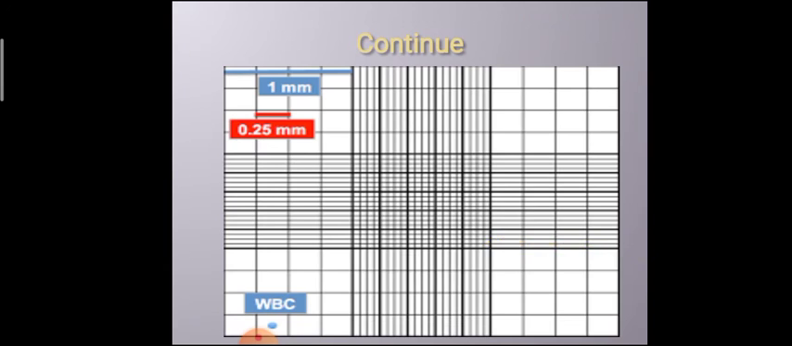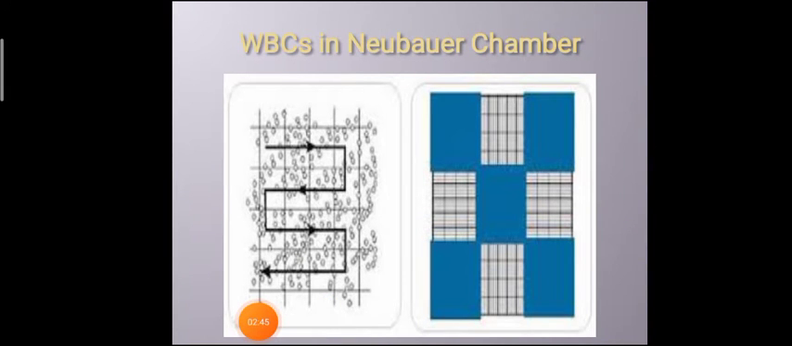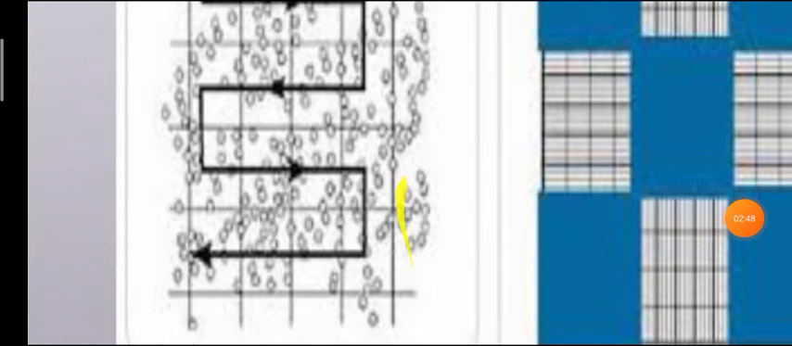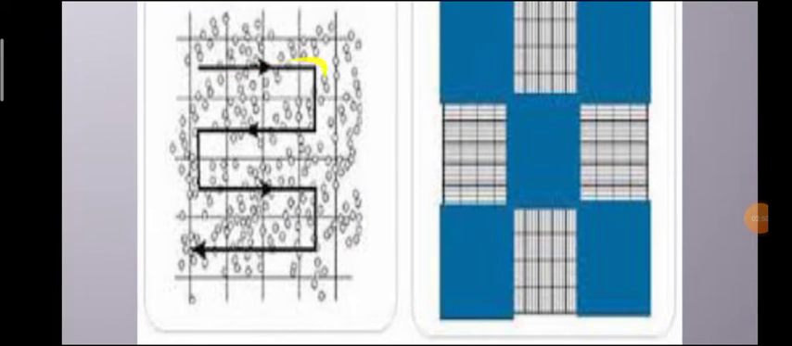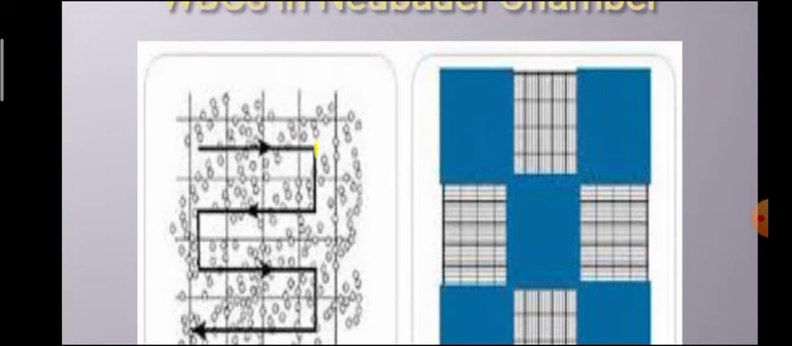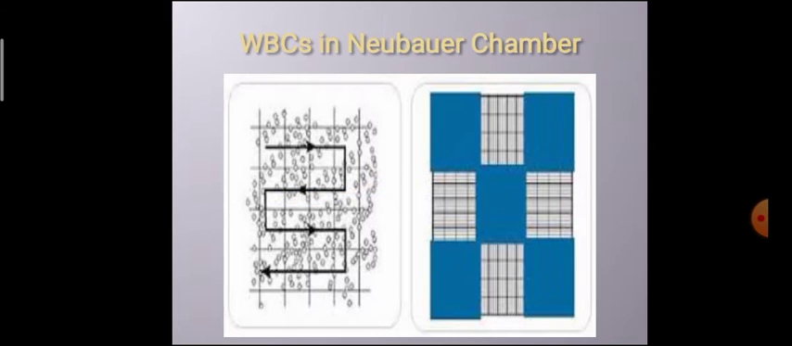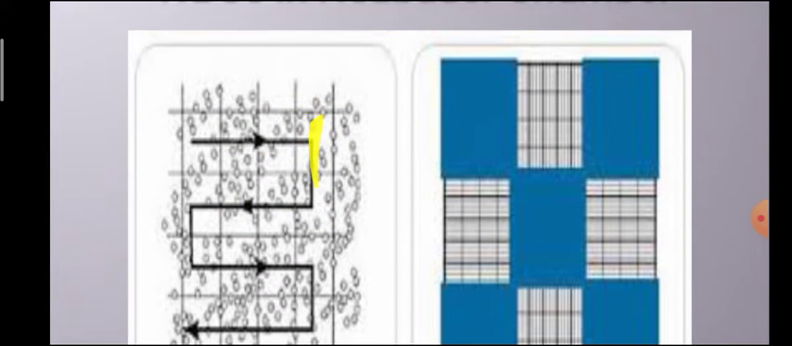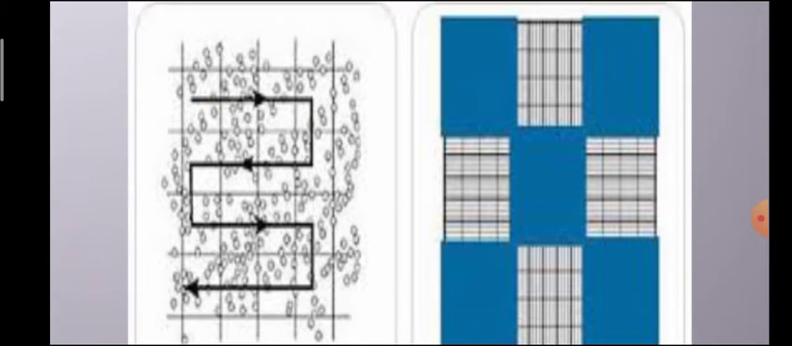The whole square is 1 mm and every square has 16 small squares, and the area of one small square is 0.25 mm, right? This is the pattern of WBCs present in one square. What is the pattern of counting WBCs in a square? This is the pattern, we count WBCs in this pattern.